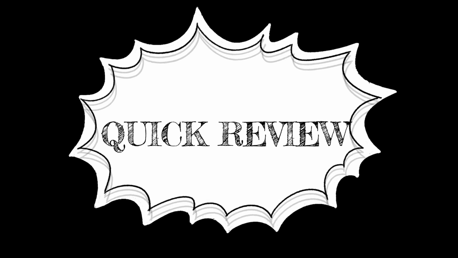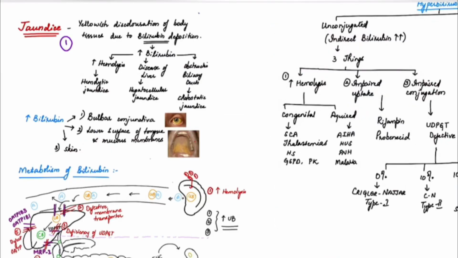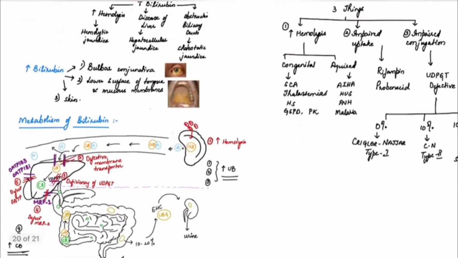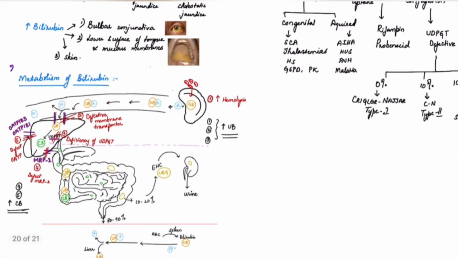Now let's look at a quick review of jaundice. Starting from the definition, jaundice is yellowish discoloration of body tissues because of bilirubin deposition. Now, this bilirubin that is deposited can be seen in the bulbar conjunctiva, in the mucosal surfaces, and finally it will involve the skin.